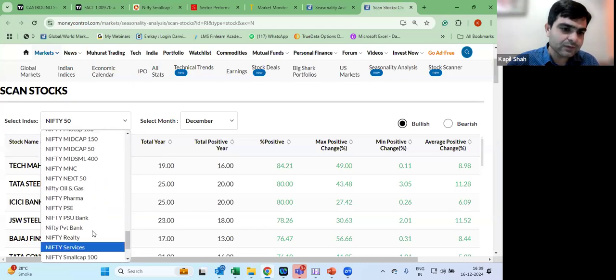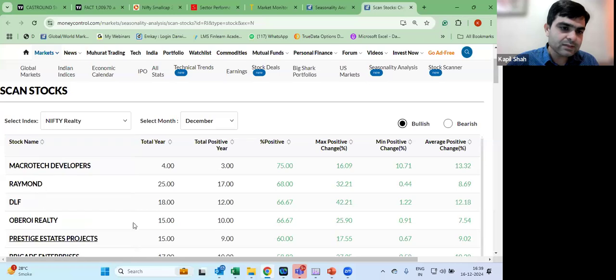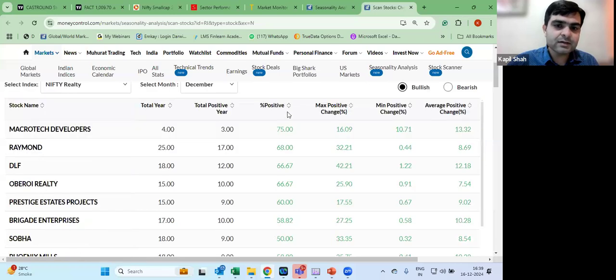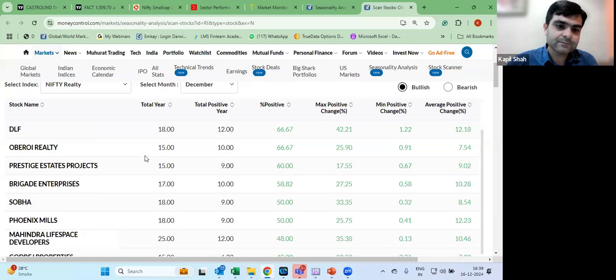So let's say I come to the Nifty realty space. Here I get an idea. Macrotech Developers 75%, but my observation is very much less, just 4%. Raymond, out of 25 years, 17 times it has ended on the positive side, so that is 68%. So for the entire sector you will get this data: who has normally performed better in this particular month?